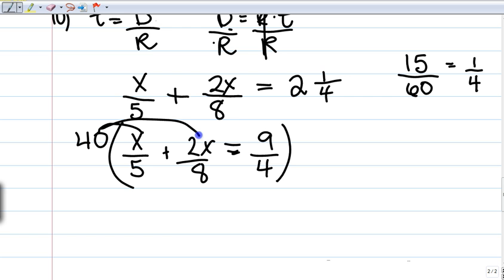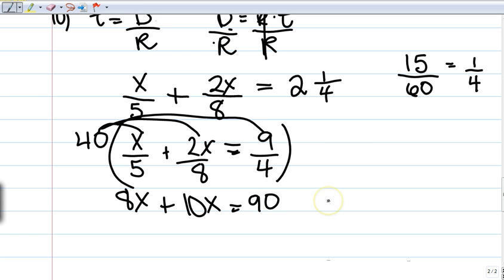So what happens is when I distribute this, I go, okay, 5 goes into 40 8 times. So I have 8 times x is 8x. And 8 goes into 40 5 times. So 5 times 2 is 10x. And 4 goes into 40 10 times. So 10 times 9 is 90. And if you notice, I got rid of all my denominators.